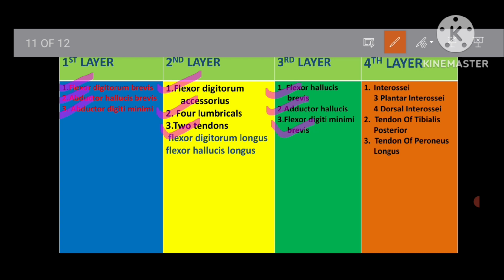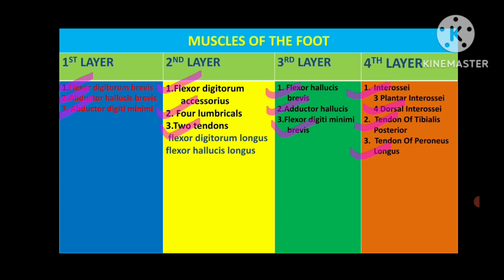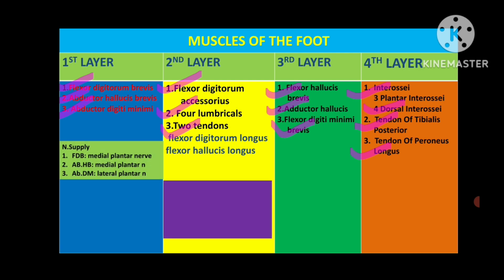The fourth layer muscles are the interosseous muscles, that is three plantar interossei and four dorsal interossei, along with the tibialis posterior tendon coming from the posterior compartment of the leg and the tendon of peroneus longus coming from the lateral compartment of the leg. So these are all the muscles of the foot.